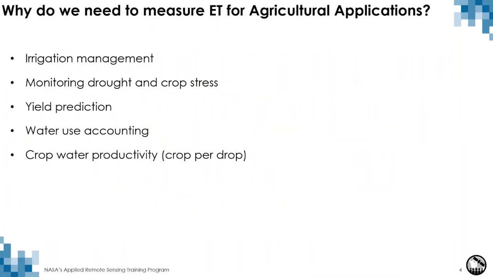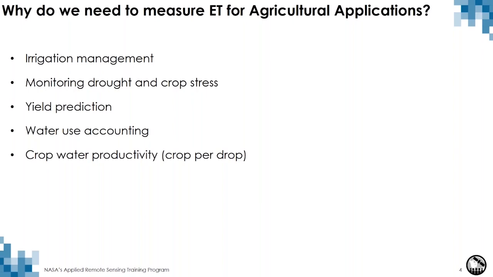So now that we understand what evapotranspiration is, we'll call it ET going forward. Why do we need to measure it for agricultural applications? This is probably not a complete list, but if you had to pick five ways that we scientists in the community work with stakeholders in the agricultural sector to use remote sensing data to measure ET. The first one, irrigation management.